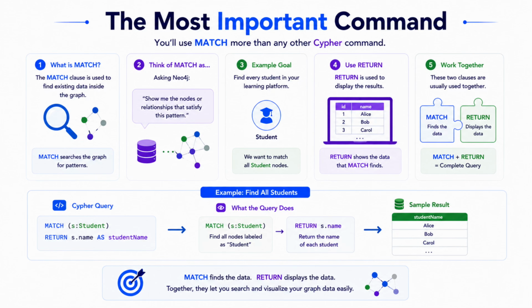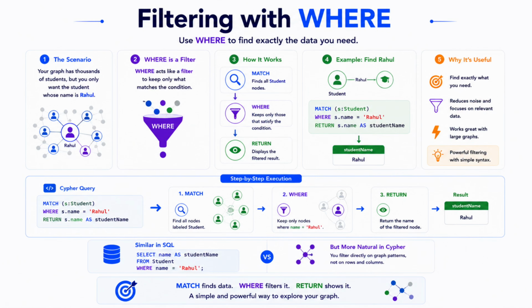Now imagine your graph contains thousands of students, but you only want the student whose name is Rahul. This is where the WHERE clause becomes useful. WHERE acts like a filter. First, MATCH identifies all student nodes. Then, WHERE keeps only those that satisfy the condition. Finally, RETURN displays the filtered result. This approach is very similar to filtering records in SQL, but the syntax is much more natural because you are working with graph patterns.